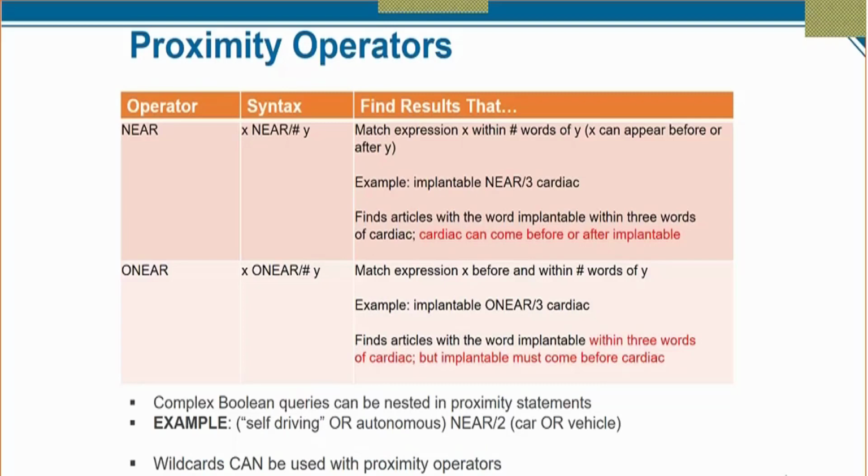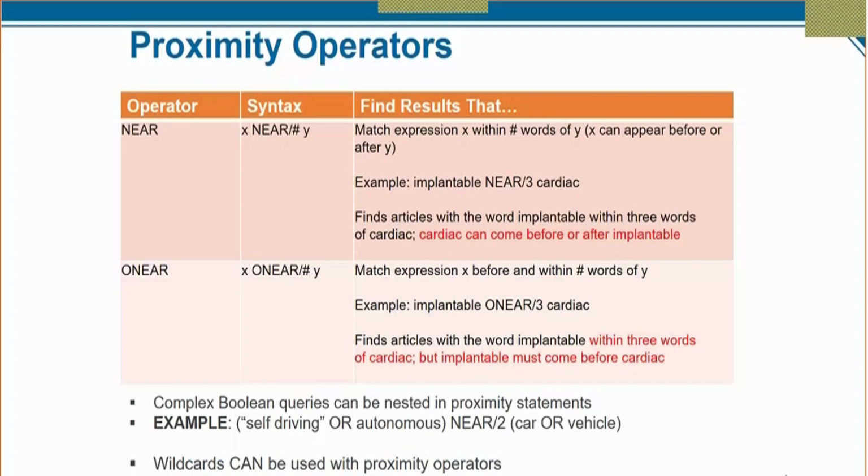So the example there is implantable NEAR/3, within 1 to 3 words of cardiac, in that order or reverse. 3 can be any number you choose, 22, 122, whatever you want, but that specifies how close or how far apart the words or phrases you're looking for are to each other in the metadata or the full text.